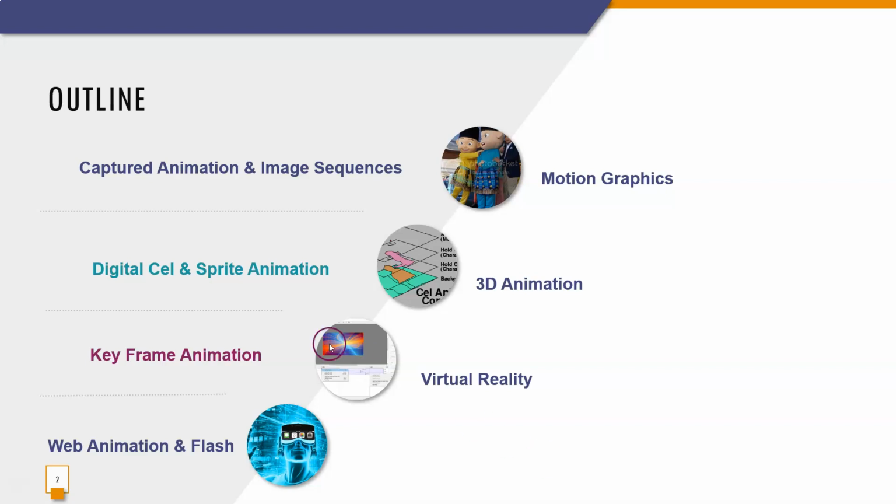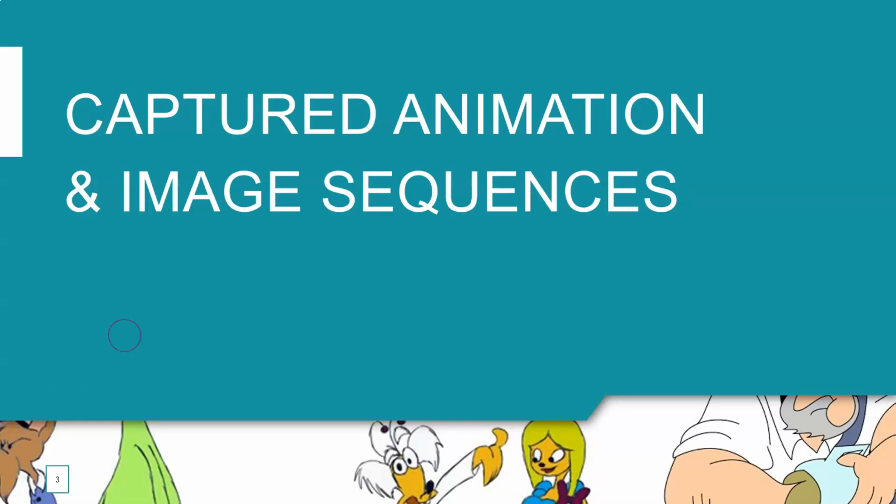Then we will learn what a digital cell is. This is very basic animation concept, and also the sprite, key animation, web animation and Flash. Then we will learn about motion graphics, 3D animation, and the last one, we build virtual reality. So we go to the first one: we will discuss captured animation and image sequences.